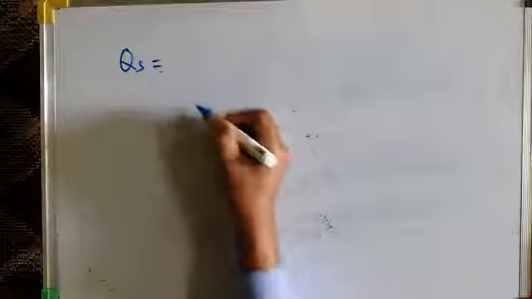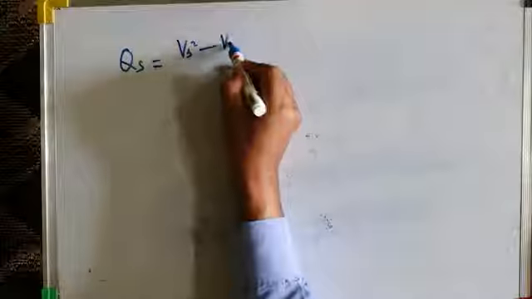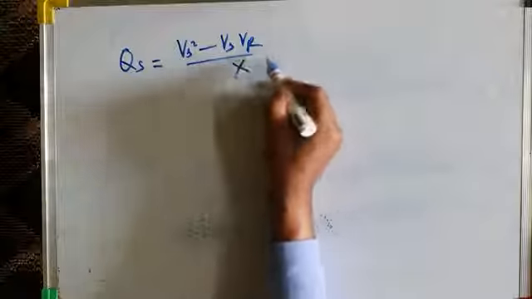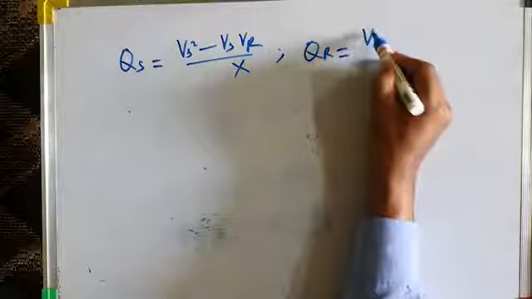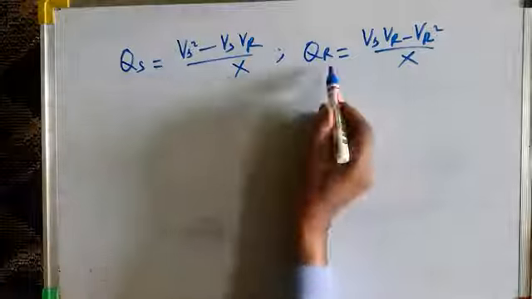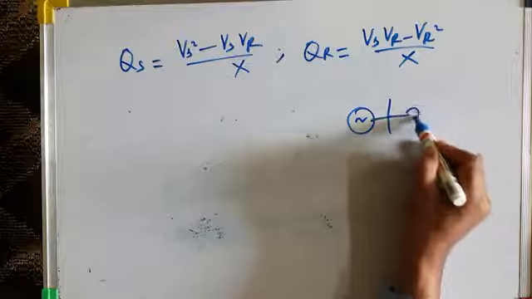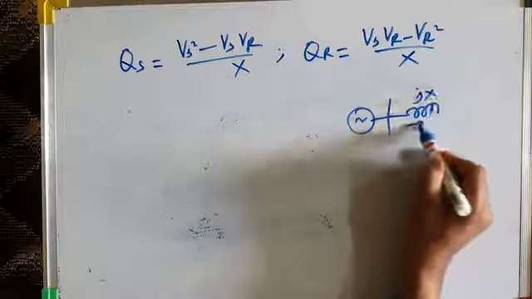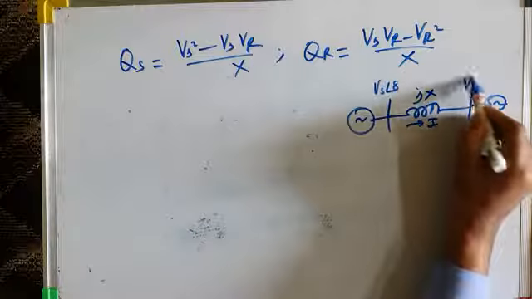And one more point is that again I will write that sending end reactive power Qs is equal to Vs square minus Vs Vr by X. Just a few moments back we have derived this equation, and reactive power at the receiving end is Vs Vr minus Vr square by X. What is the difference between these two reactive powers? See, this is your sending end and this is your receiving end. Here sending end voltage is this, receiving end voltage is this.